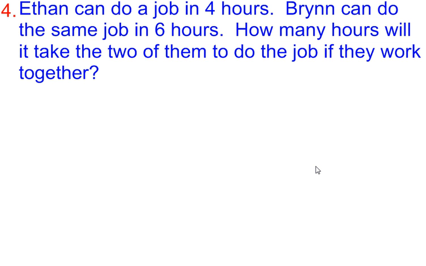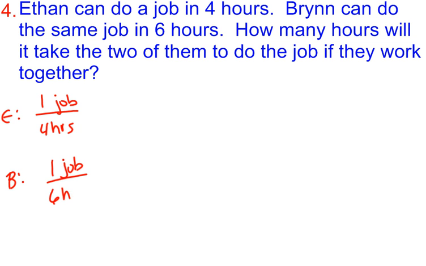So if Ethan can do one job in 4 hours, so there's Ethan. Bryn can do that same job, so we'll say one job, same one, in 6 hours. So we'll call that job x. So Ethan is x over 4 and Bryn is x over 6. And sometimes because that's confusing to write it like that, you could call it 1/4 x and 1/6 x if you wanted to. But since they're working together, we're going to add them together.